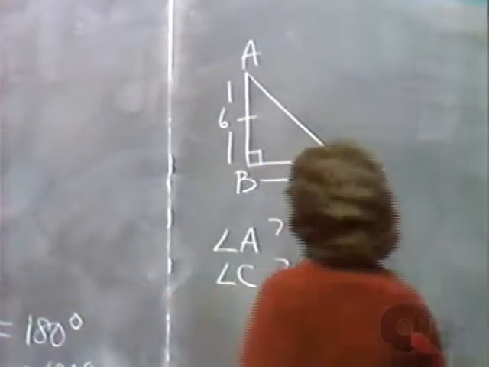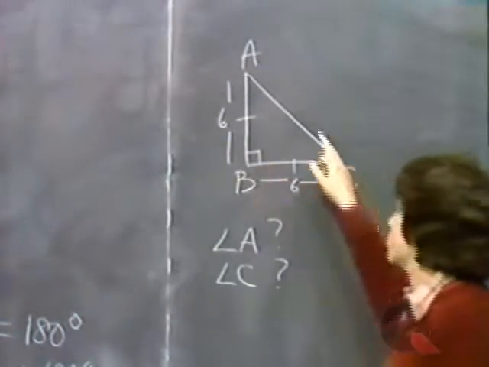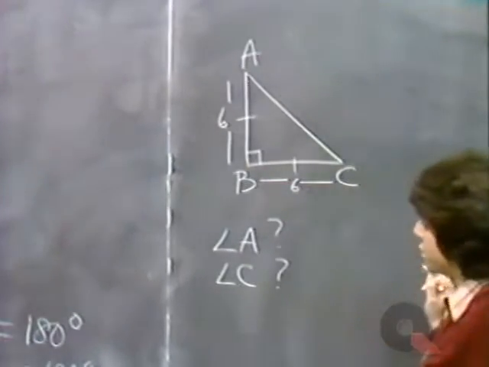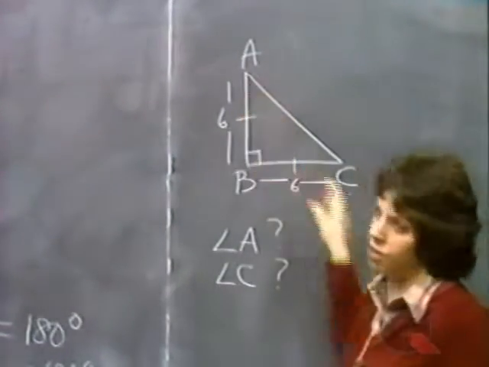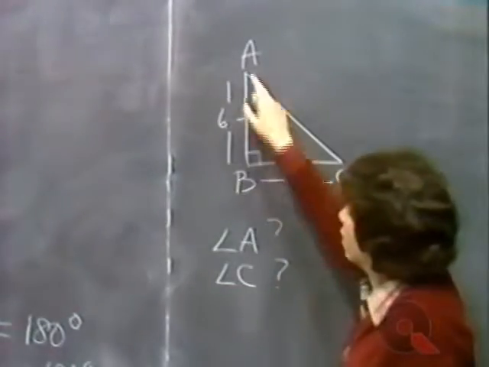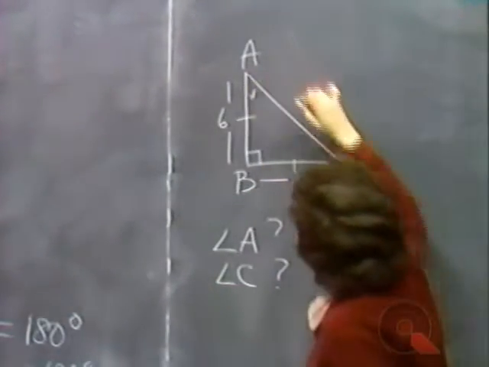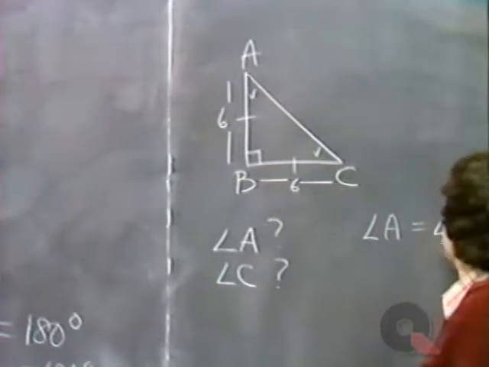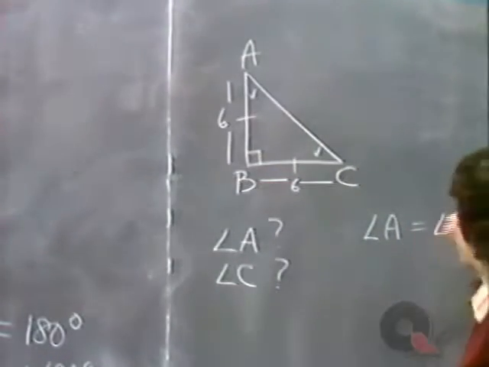Now we know that angles A, B, and C, of course, must add up to 180 degrees. At first glance, it might not look like we have enough information, but we have something extra here. We know it's an isosceles right triangle. Two sides are equal, therefore these angles must also be equal. Angle A must equal angle C. Let's say they're both equal to x.